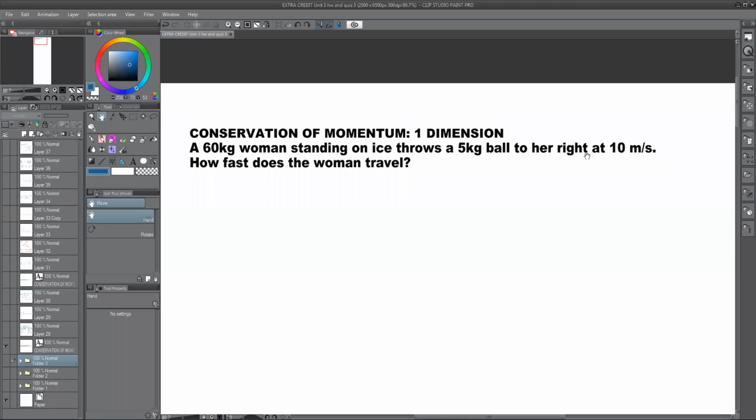Hello, I'm going to be going over some examples for conservation of momentum. So let's get started. We have two examples. One is in one dimension and the other is in two dimensions.